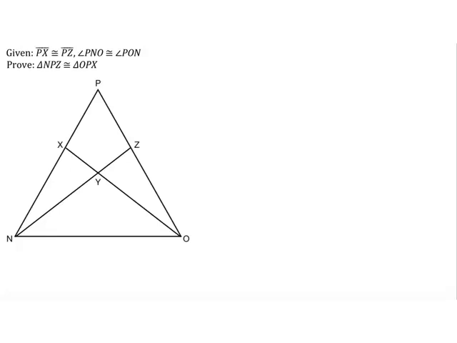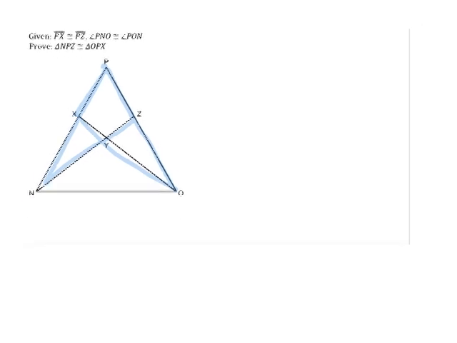For this example, we have to prove that triangle NPZ is congruent to triangle OPX. So NPZ would be just this part of the figure, and OPX would be this, OPX. So as you all know, it would be so much easier if we will draw the triangles outside the entire figure, like perhaps show them outside.